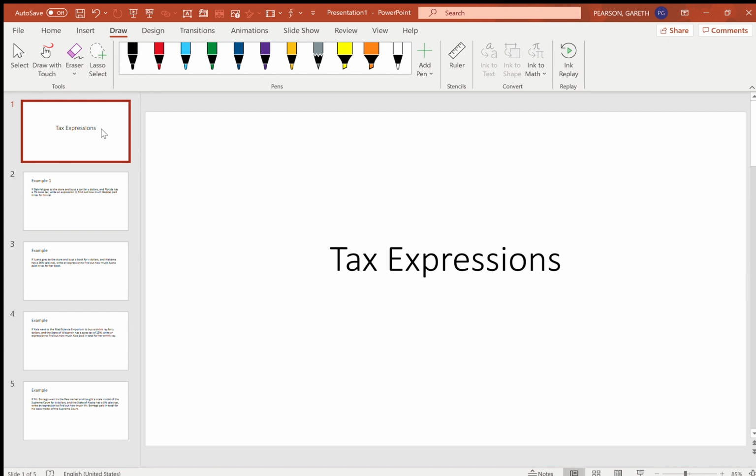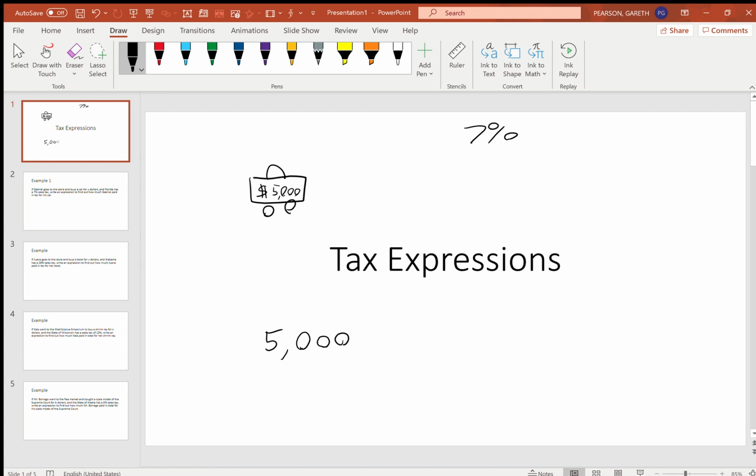Well, a tax expression, usually if you're going to a store and you're buying something, say you're buying a car, it costs a certain amount of money. So let's say it costs $5,000. Well, if I tell you Florida has a 7% sales tax, usually what you do is you take the original cost, so $5,000 times your 7% as a decimal, which is 0.07. And when you multiply that, 5,000 times 0.07, that gives you 350.